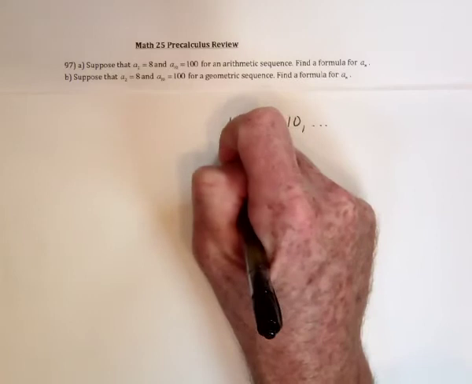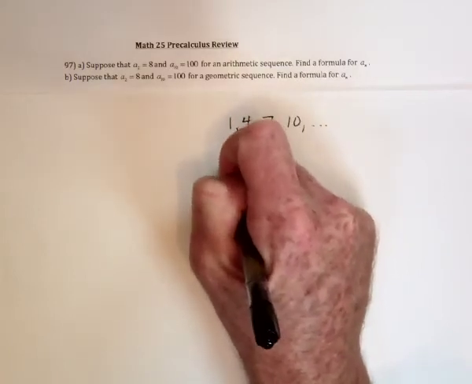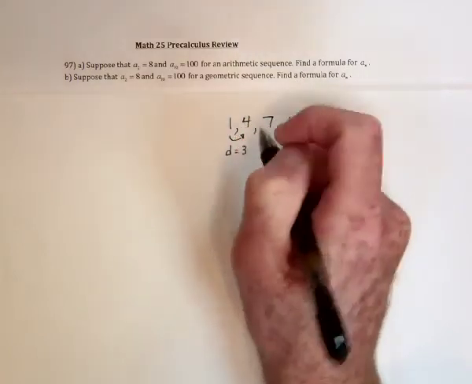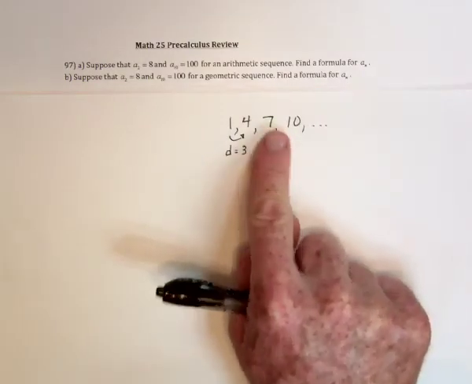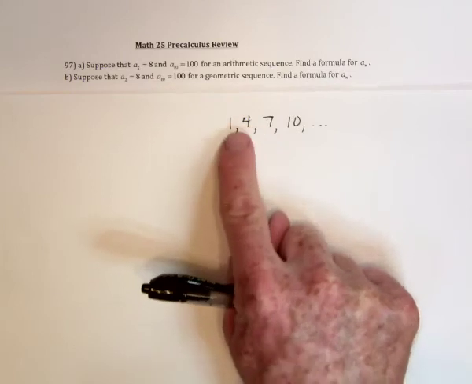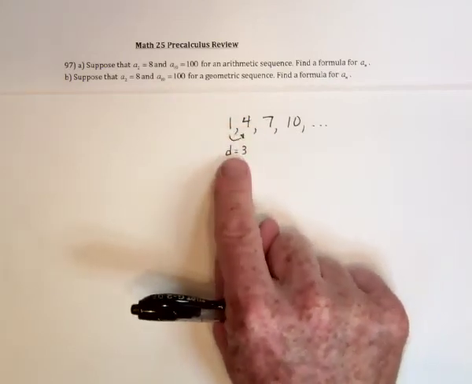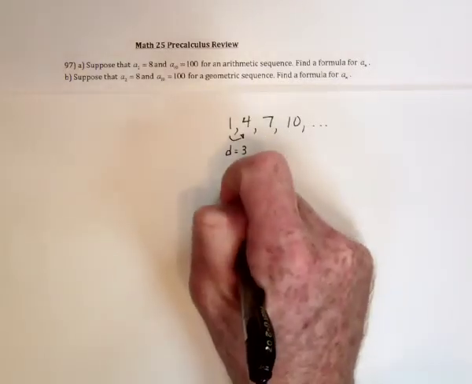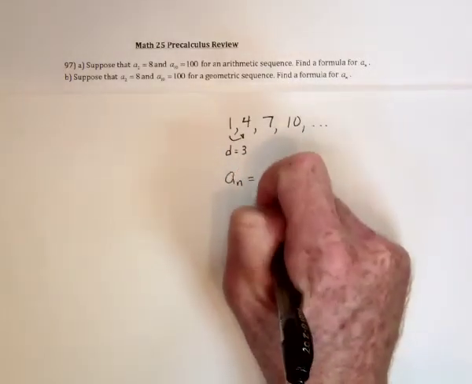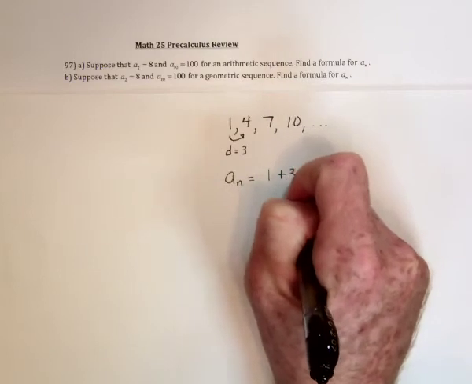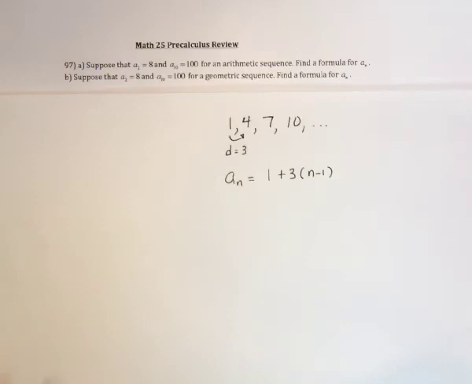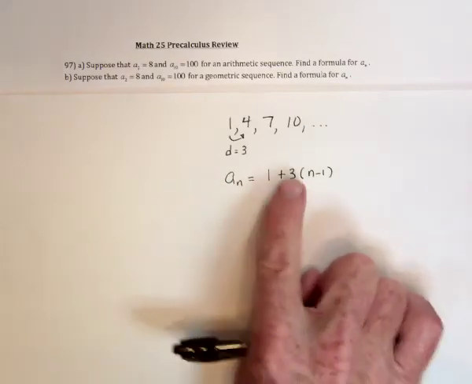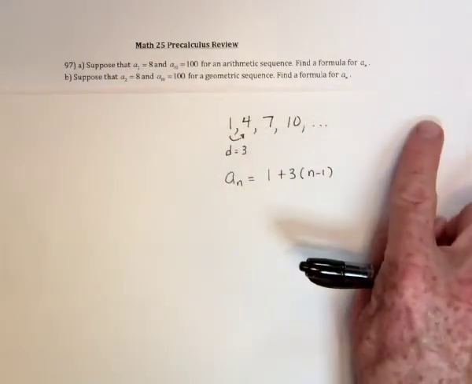Well, first of all, what was added is called d. That's because you can subtract two of them. 10 minus 7 is 3. 7 minus 4 is 3. 4 minus 1 is 3. So the common difference is 3. Then the formula is going to be an equals the first term plus the number 3 was added on n minus 1 times. So then you could use this formula to generate this list forever.